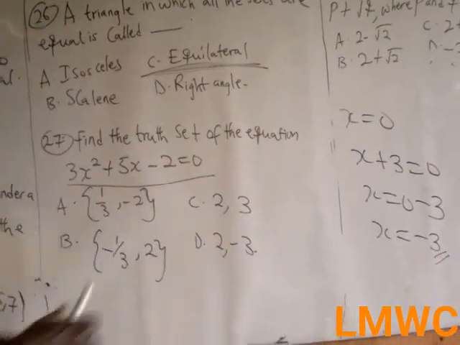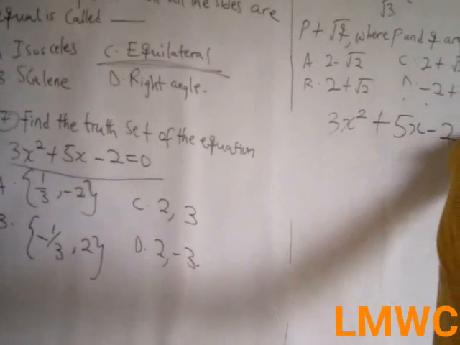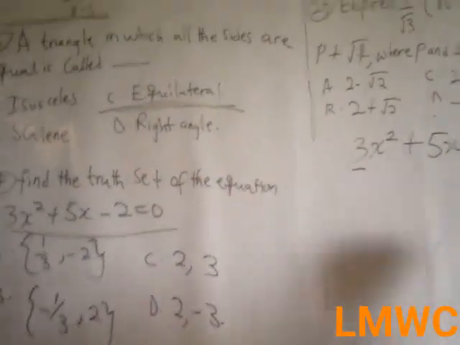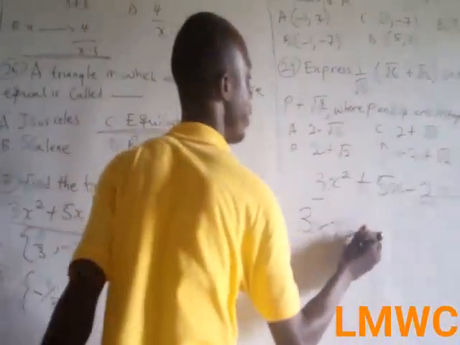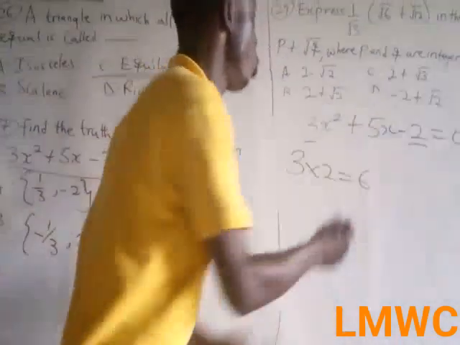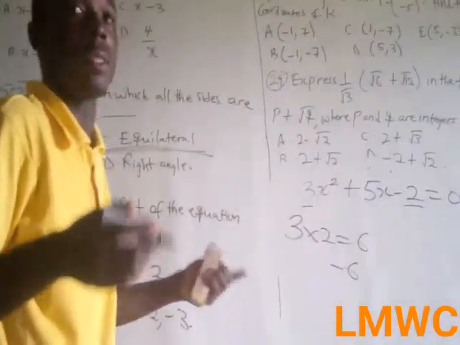This is a quadratic equation. It's not difficult, students, once you follow Castro. So we have 3x squared plus 5x minus 2 equal to 0. Once you are given this, you multiply this 3 by this 2. 3 by 2, you will get 6. 3 times 2 is what? 6. And now you see this one is negative, so this means you will get negative 6, because 3 times negative 2 is negative 6.